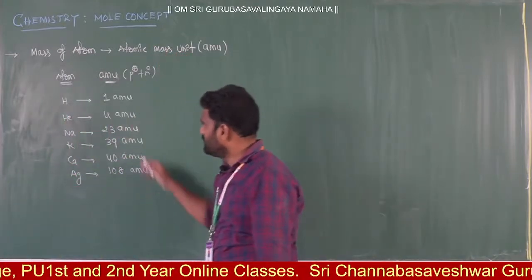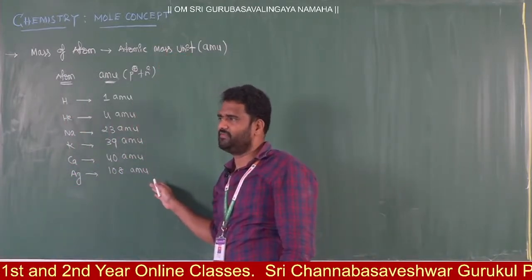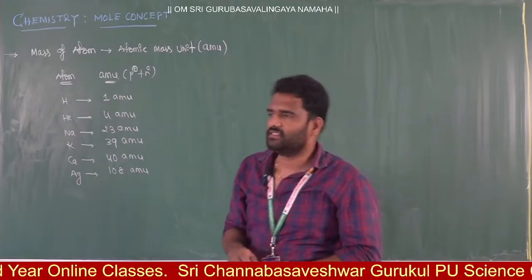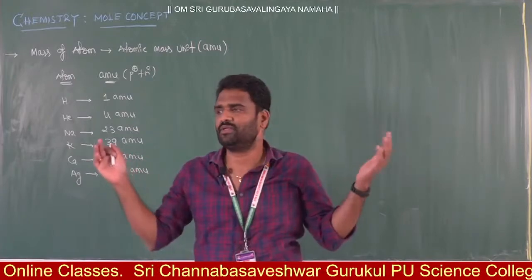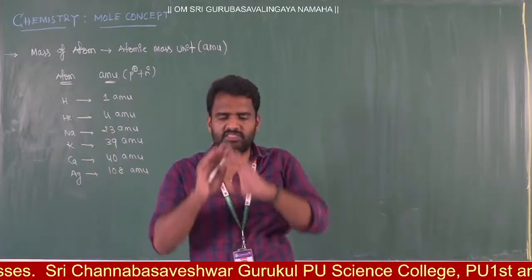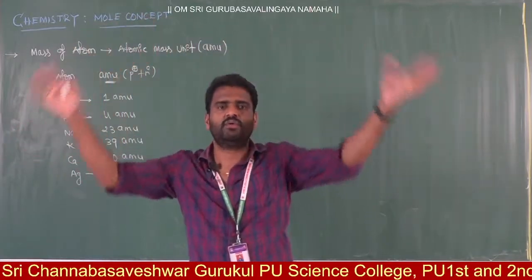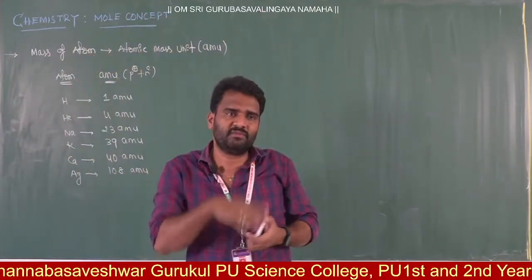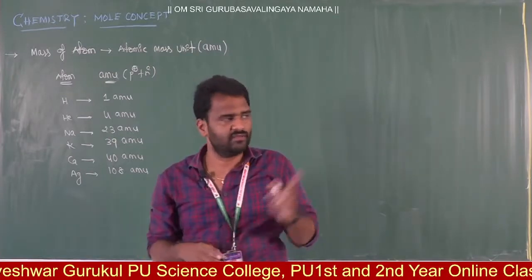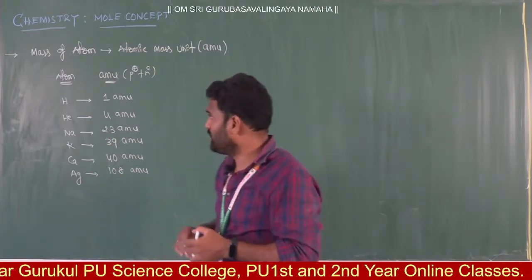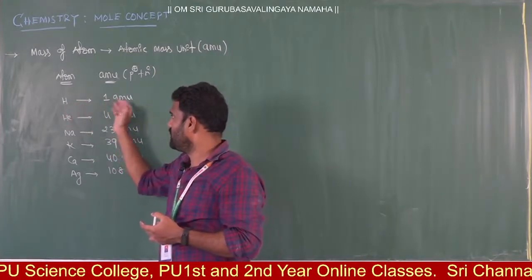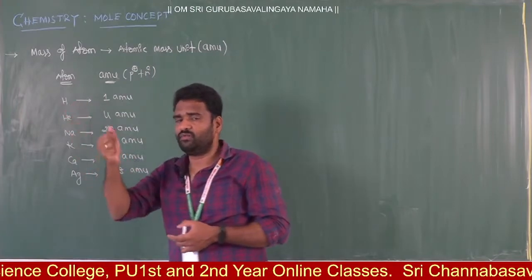Now actually, practically it is very difficult to weigh one atom. Atoms and molecules, you can't see them. They are invisible in the matter. You can see only the macroscopic bulk quantity of matter. If you separate molecules and atoms from the matter, we can't see them with our naked eye. So without seeing them, how can you measure one AMU? It is very difficult to weigh one hydrogen atom.